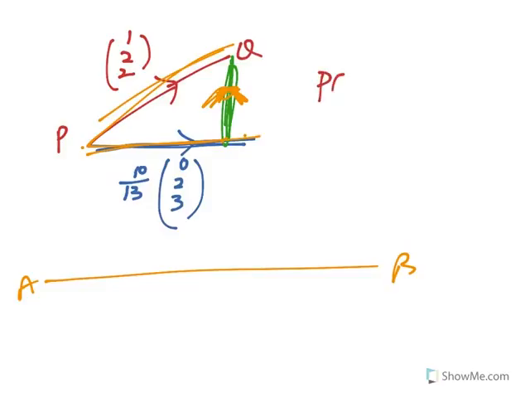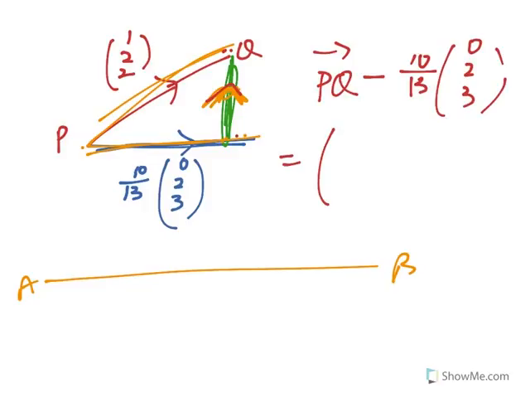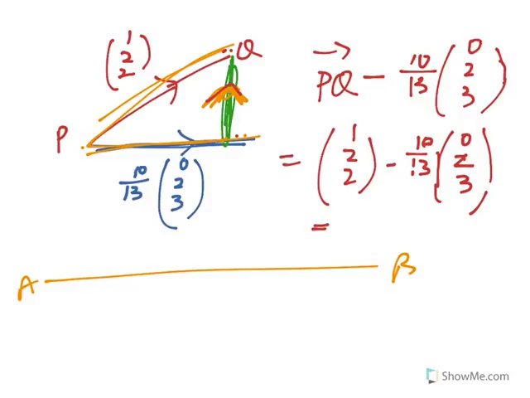So we just take PQ minus the blue portion, which is 10 over 13 times (0, 2, 3). That will be (1, 2, 2) subtracting 10 over 13 times (0, 2, 3). And the answer will be (1, 6 over 13, and negative 4 over 13). That's your answer for part B.